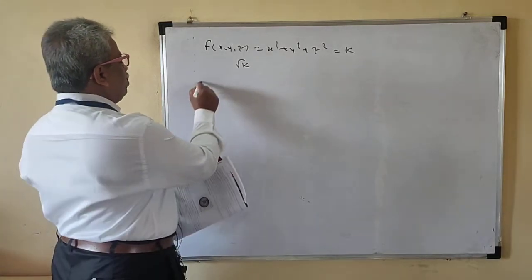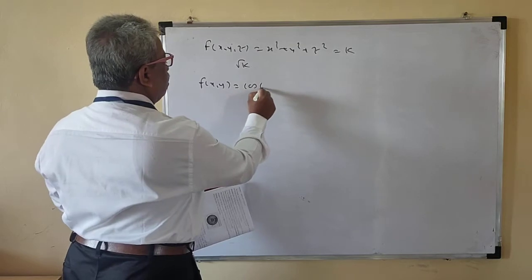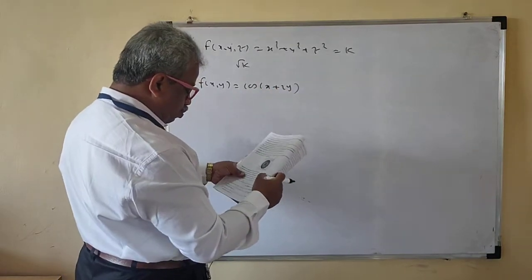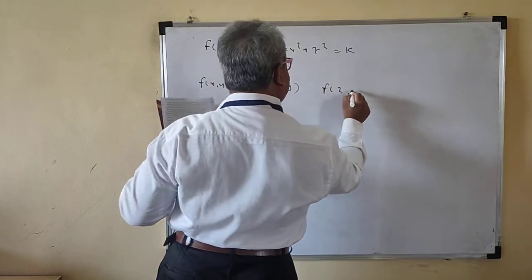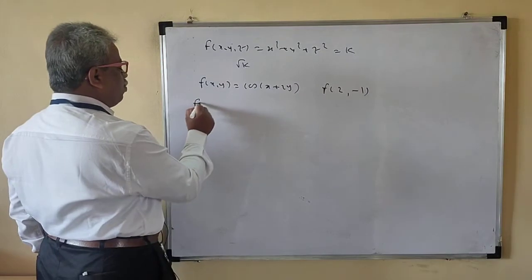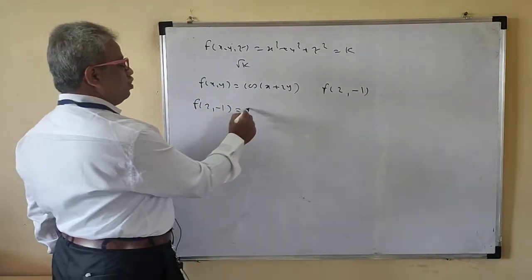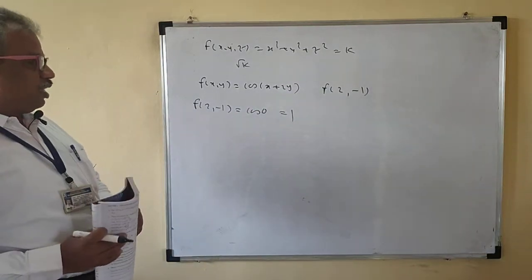Okay. Now suppose you have this function f of x y is equal to cos of x plus twice y. We have to find the domain and the range of this function. And you have to find the value of f of 2, minus 1 also. What is f of 2, minus 1? You have to put x is equal to 2 and y is equal to minus 1. So this is cos 0, which is equal to 1. So f of 2, minus 1 is equal to 1.